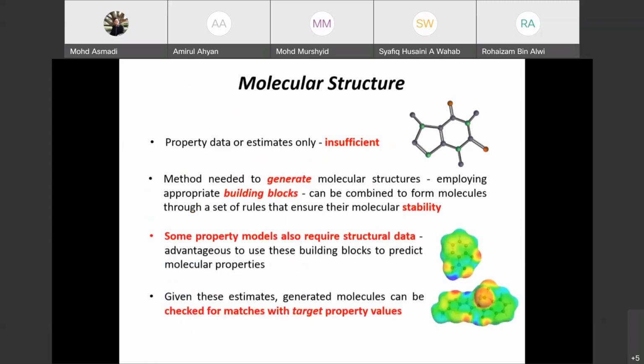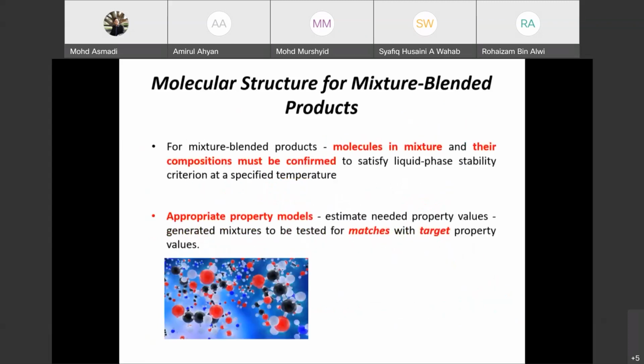That was for molecular structure. For mixture blends, you have to confirm the composition, that is, which molecules you mix. It must be stable in the liquid phase. We rarely see vapor; usually it is liquid. Even if you design, for example, toothpaste is liquid, right? Paint is liquid, right? So you have to use the appropriate property models to estimate the needed property values, then test for a match with the target properties.